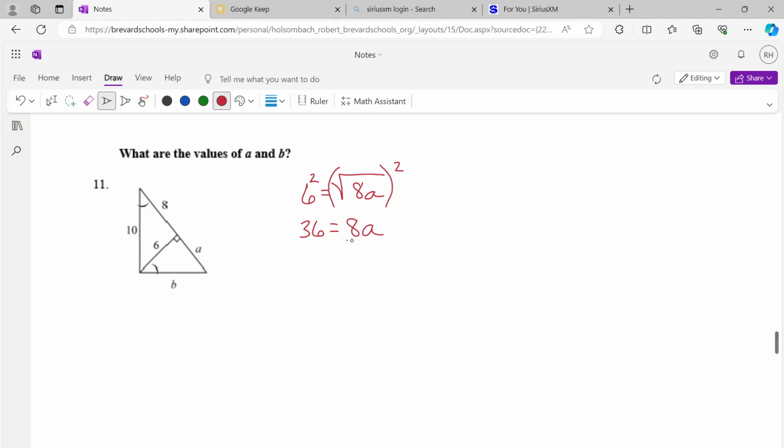You can divide both sides by 8. And 36 divided by 8 equals 4.5. So our A is equal to 4.5, which makes this entire hypotenuse equal to 8 plus 4.5, which is 12.5.